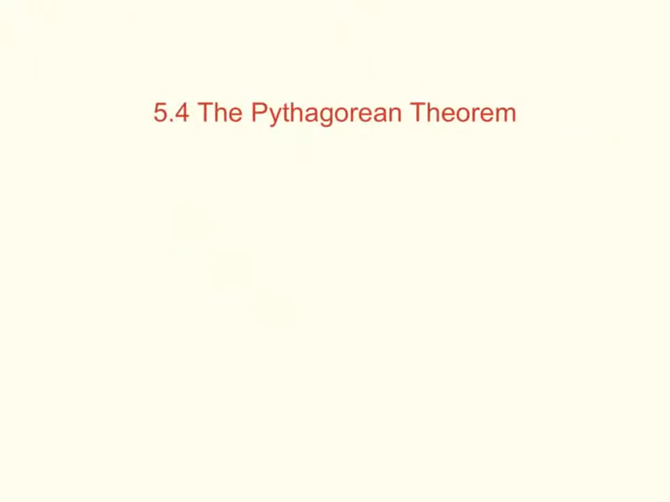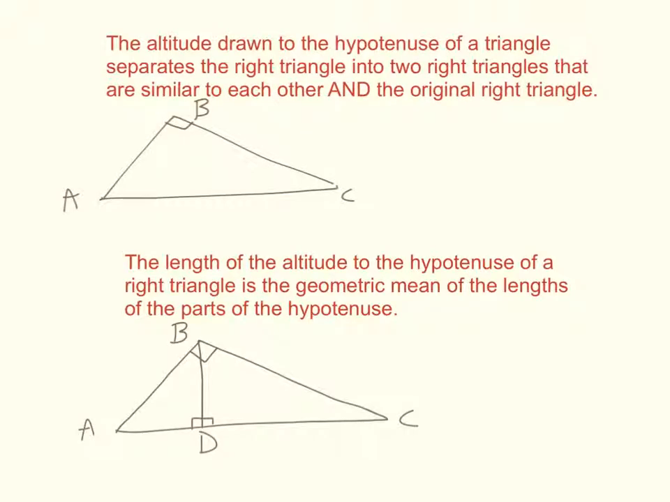Okay, so this is 5.4, the Pythagorean Theorem. We've probably seen this before, but let's talk about some things about it. Okay, so the altitude drawn to the hypotenuse of a right triangle separates the right triangle into two right triangles that are similar to each other and the original right triangle.